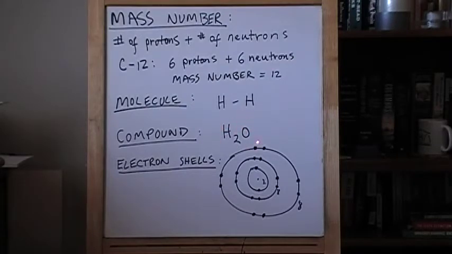And in a compound, the proportions of the elements are fixed. So for example, in water, you have 2 parts hydrogen to 1 part oxygen.